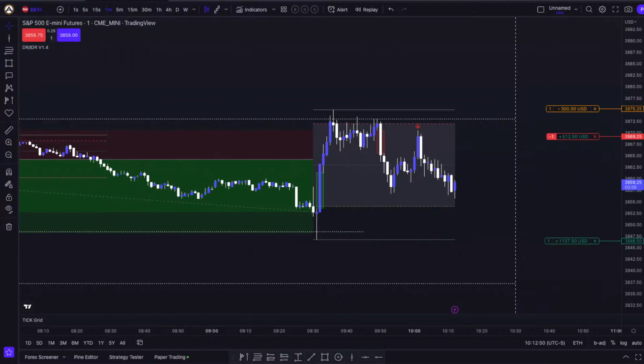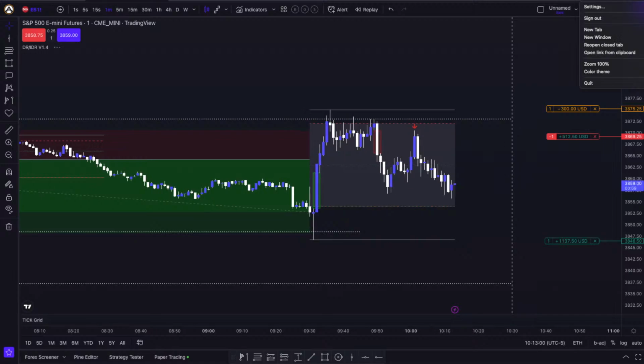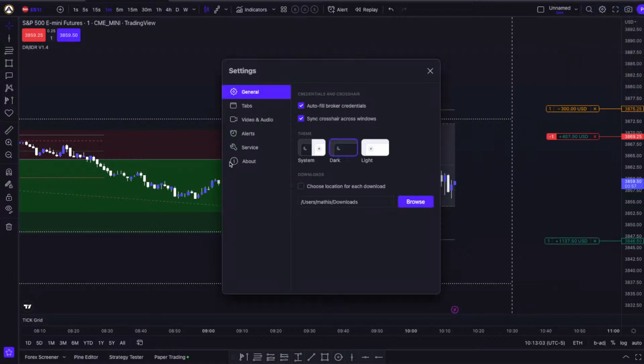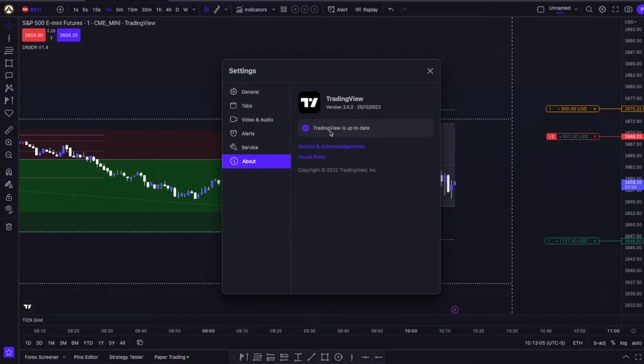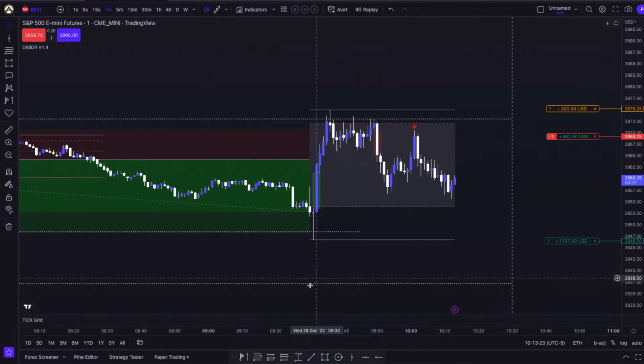All right. Also, if you're trading on desktop, if you're not using Google Chrome but the actual TradingView application, click on those 3 dots right here and click on settings. Make sure your TradingView is up to date because they just released version 2 of their TradingView desktop application. So if you're trading on desktop, make sure to update. I think there are a few bug fixes. I haven't noticed any major upgrades, to be really honest, but it's a nice reminder.